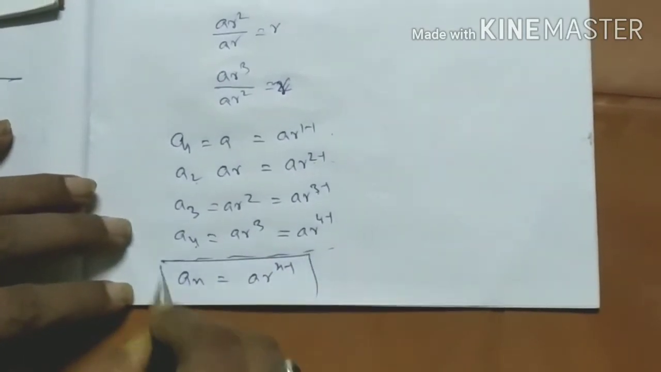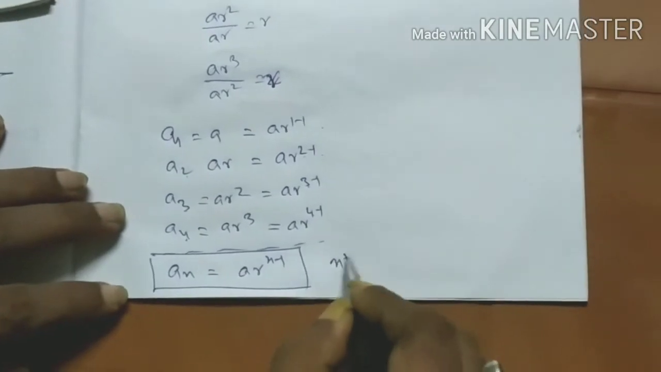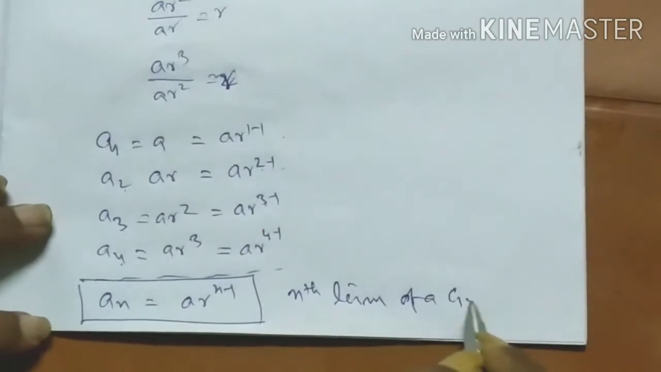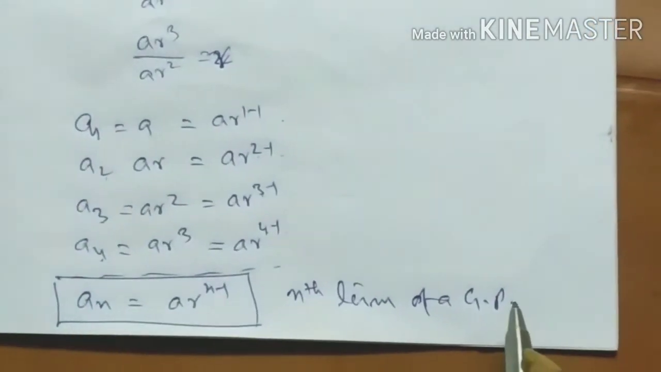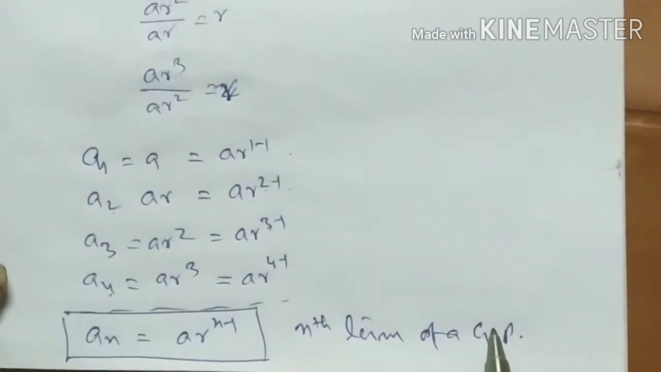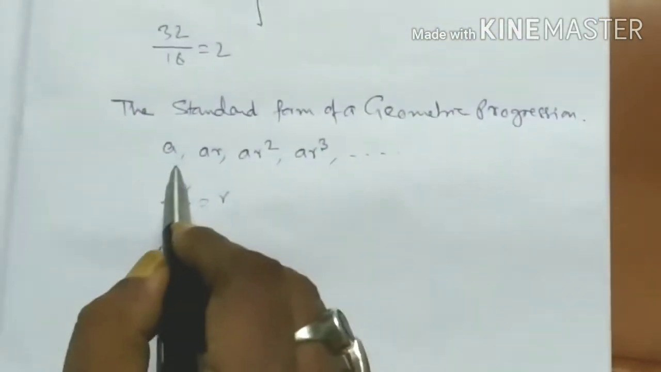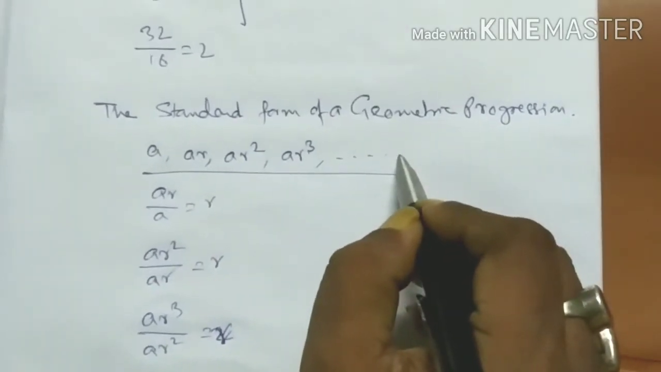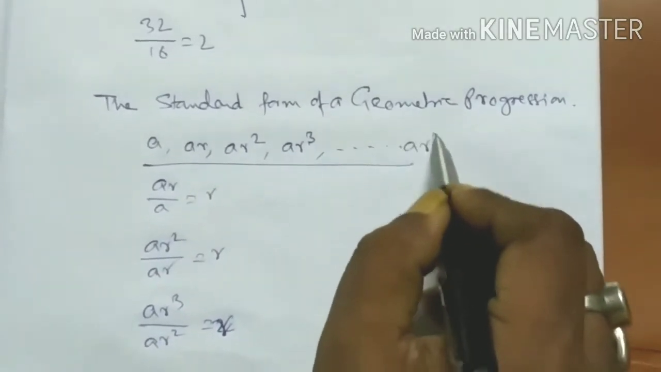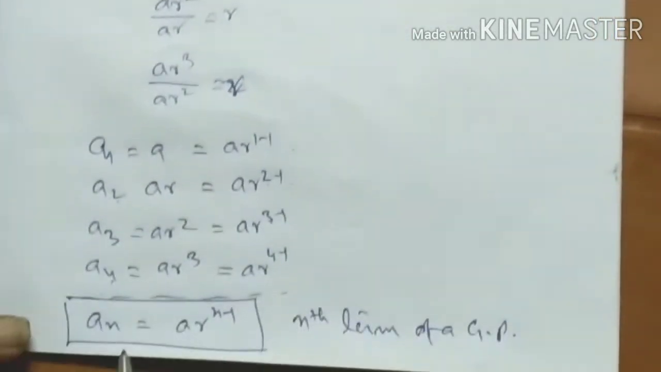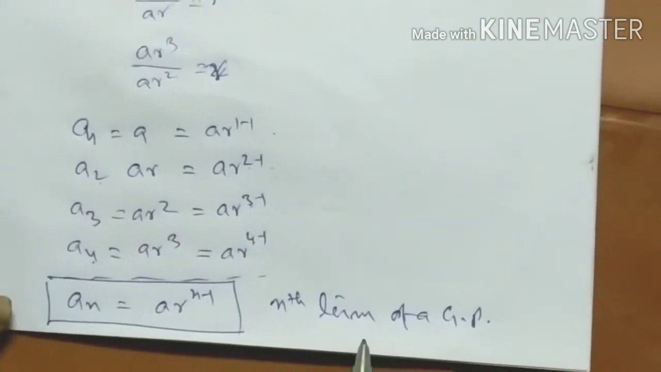This is called the nth term of a GP. So you have to keep the standard form of the GP in memory. Up to the nth term, it will be AR to the power of n minus 1. This you have to keep in memory.